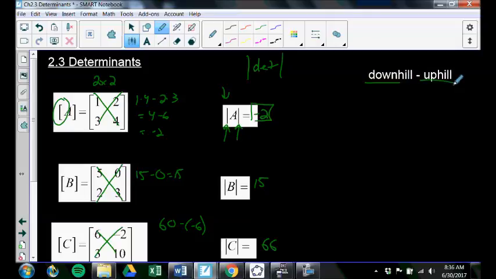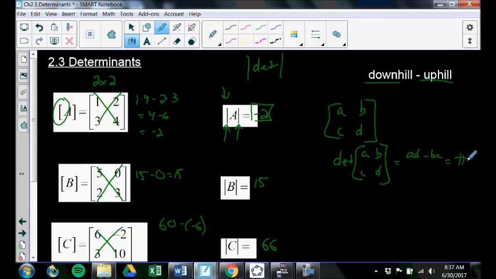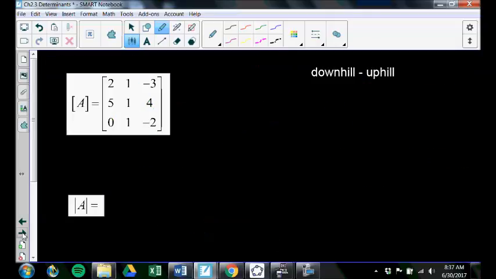But a determinant is basically, suppose you have matrix A, B, C, D. Well, the determinant of this matrix is AD minus BC, and that just gives you some number, and that number is the determinant. A determinant is a single number that comes out of a matrix, and again, it gives you information about what the matrix does to things, and I'll explain that more later. I call it the downhills minus the uphills, and here's a 3 by 3 system.